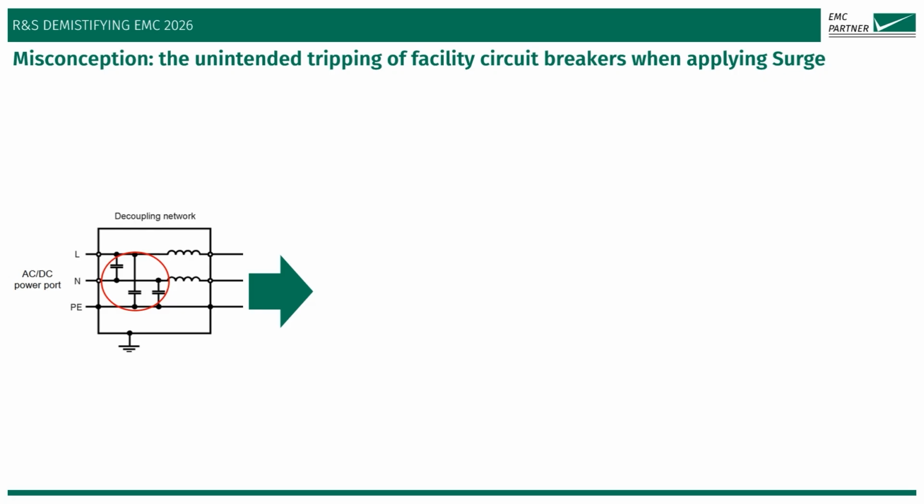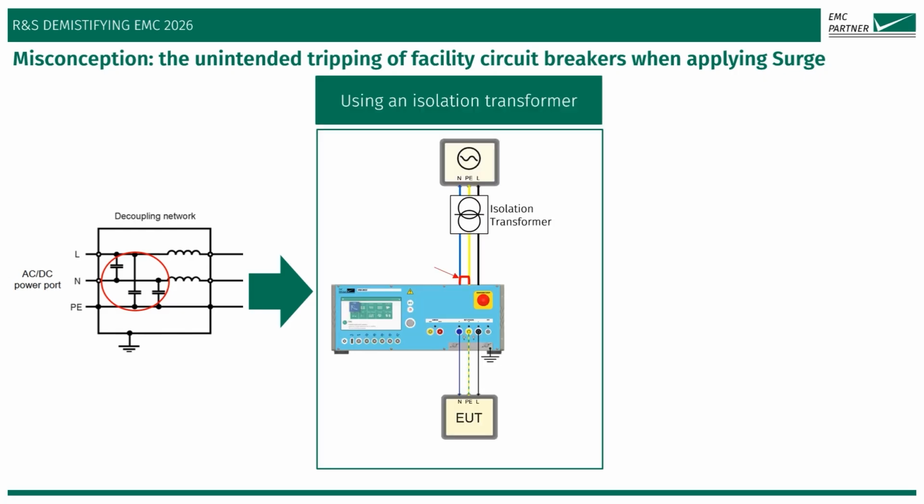So I will present two solutions to prevent circuit breaker tripping. The first one, using an isolation transformer. This is a highly effective method where an isolation transformer is placed between the main supply and the surge generator. By decoupling the test circuit from the building's earth leakage protection, you prevent the surge current flowing to PE from reaching and tripping the facility's RCCB.